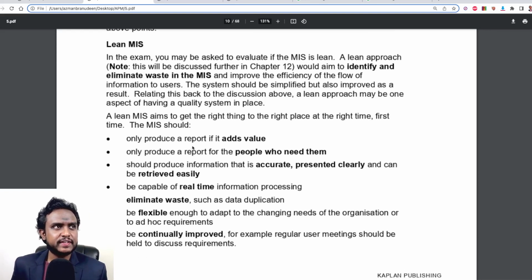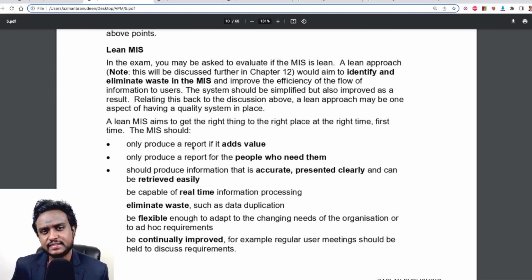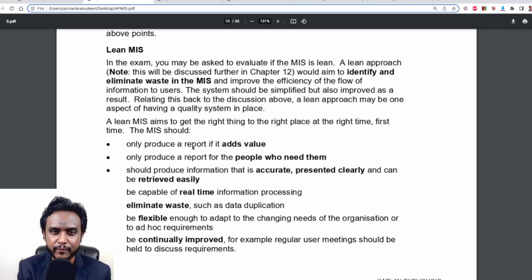Now, another aspect with respect to MISs is that in the exam, you might have to assess whether an MIS is lean. Now, lean is a very simple concept. What lean means, if you're considering a business or an organization or a process or a system as lean, it means that it has very minimal waste. So if you want to make a system lean, it means that you're trying to eliminate waste from that system. That's what you're trying to do.